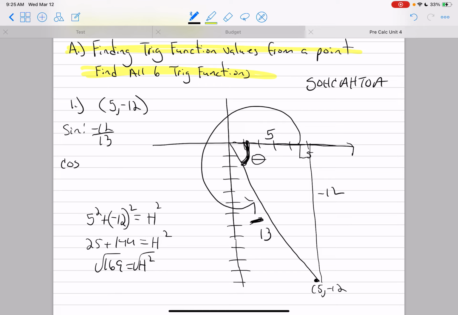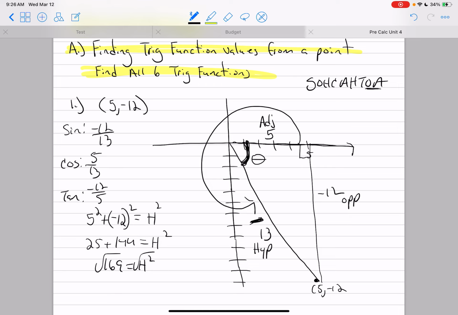Cosine, right? So we have opposite, adjacent, hypotenuse. Cosine says adjacent over hypotenuse, 5 over 13. Tangent says opposite over adjacent, negative 12 over 5.